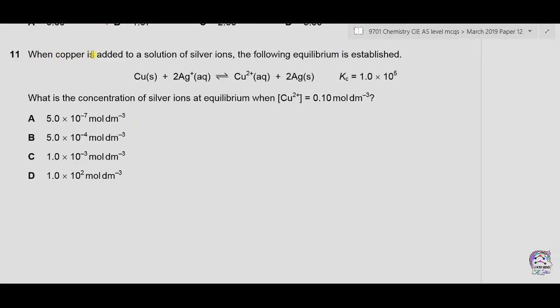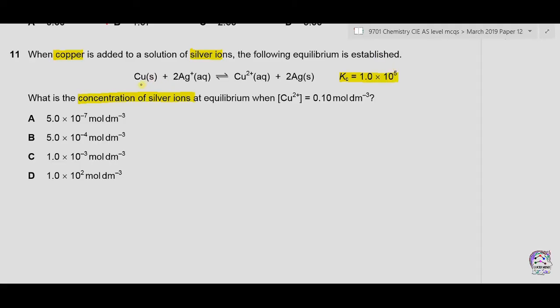Question number 11. When copper is added to a solution of silver ions, the following equilibrium is established. What is the concentration of silver ions at equilibrium when Cu²⁺ is equal to 0.10 mole per decimeter cube? The Kc for this chemical reaction is given as 1 × 10⁵.